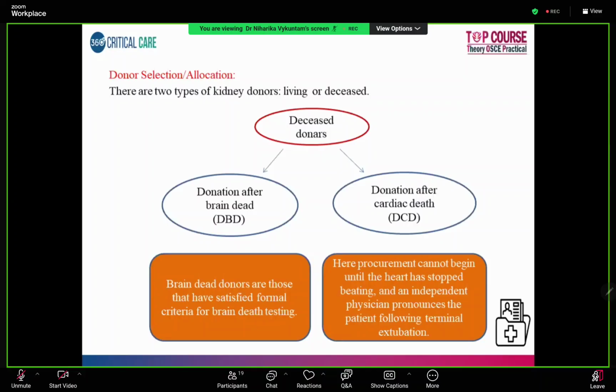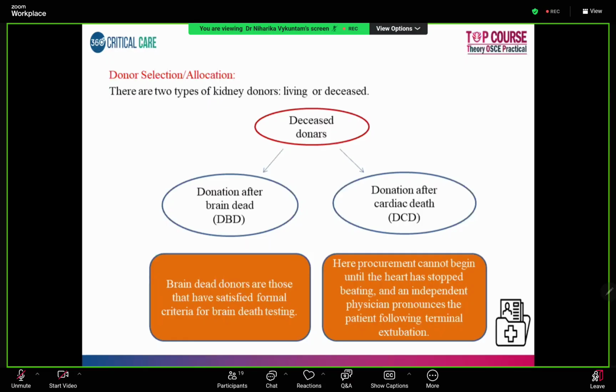So next we have to do donor selection or allocation. How do you select these donors for kidney transplant? There are two types of kidney donors. One is living and the other is deceased. First we will deal with the deceased donors. These deceased donors can be obtained after donation after brain death or donation after cardiac death. So DBD and DCD.